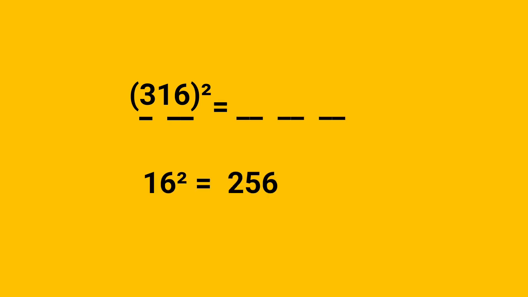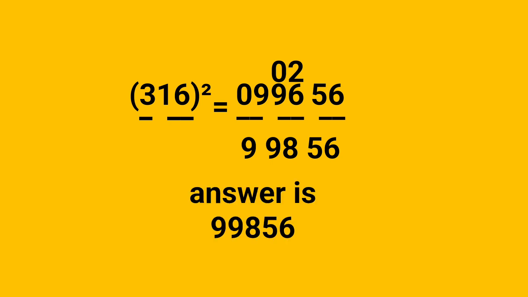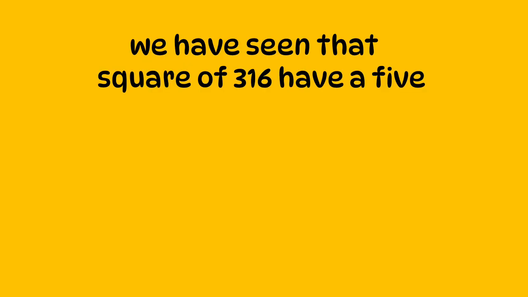Now we take another example, 316 squared, dividing 316 as 3 and 16. Write like this. 316 squared equals: 16 squared is 256. We write 56 of 256 here and carry 2 here. Write 3 squared as 9 here. Now multiplying 16 times 3 is 48, times 2 is 96. Write 96 in the middle. Now adding, we get 99856. Finally the answer is 99856. We have seen that the square of 316 has a 5-digit answer.